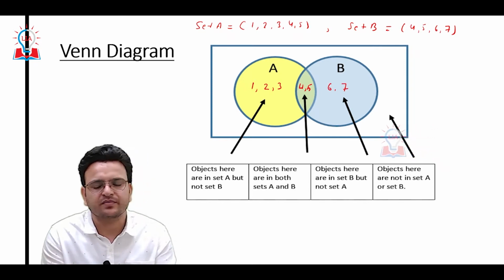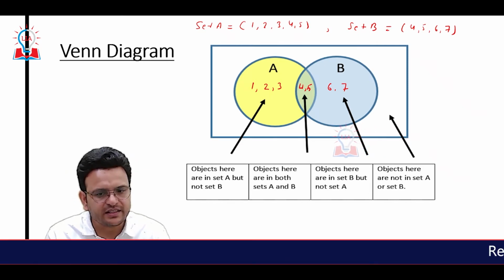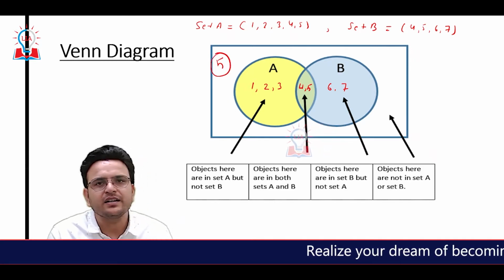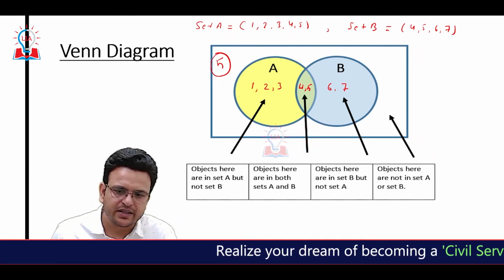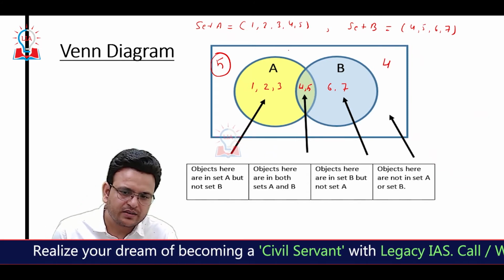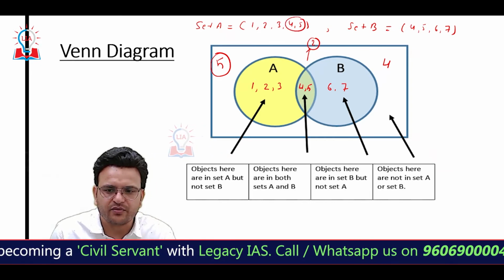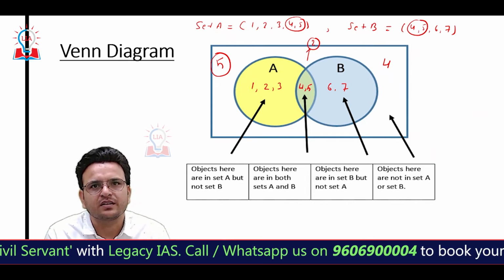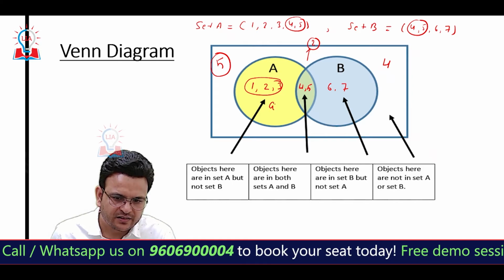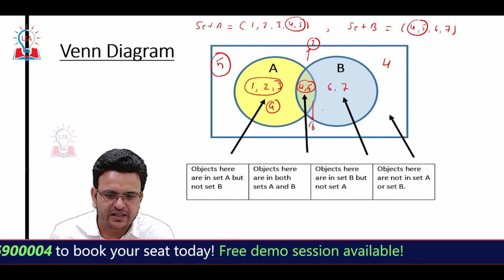So here we have to understand what are the total items in A. There are 5 items in A, and what are the total items in B? There are 4 items in B. And what are the common? There are 2 items, numbers 4 and 5, that are common. Clear? So we can represent this value as A, this value as B, and this value as C.